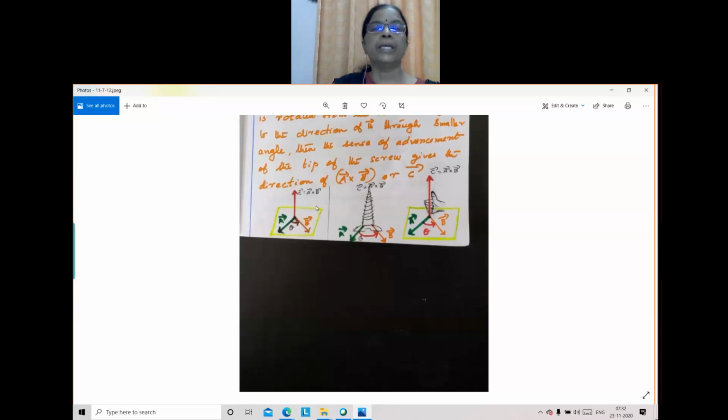Okay. So here, you see, a screw is drawn here. In order to find the direction of the cross product, a screw is drawn here, and you have to rotate A to B. When we say A cross B, rotate A to B through the smaller angle. The bigger angle would come this way, but do not take that; take the smaller angle.